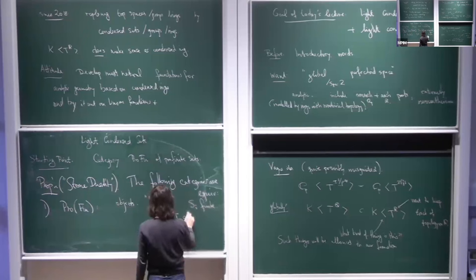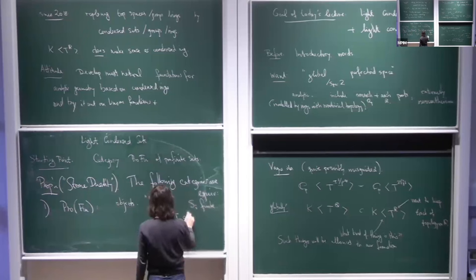So recall what a Boolean algebra is. It's a commutative ring R such that for all x in R, x squared equals x. So in particular, minus one squared is minus one, meaning that two is equal to zero. So these are all F_2 algebras. So let me write down some functors.